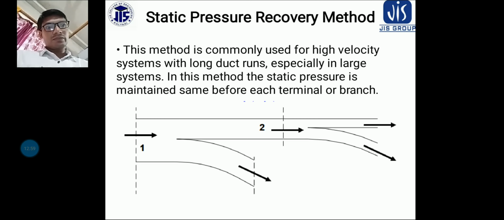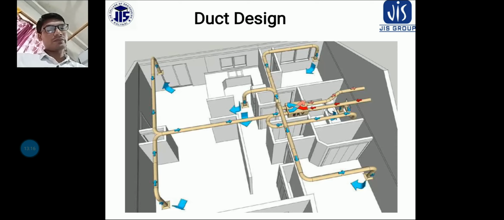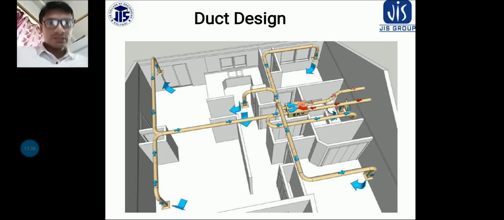The static pressure recovery method is commonly used for high velocity systems with long duct runs, especially in large systems. In this method, the static pressure is maintained the same before each terminal or branch. The schematic diagram of the duct design, you can see, this is the room, and the roof is totally eliminated, and we can see it from the top portion. This is the top view.